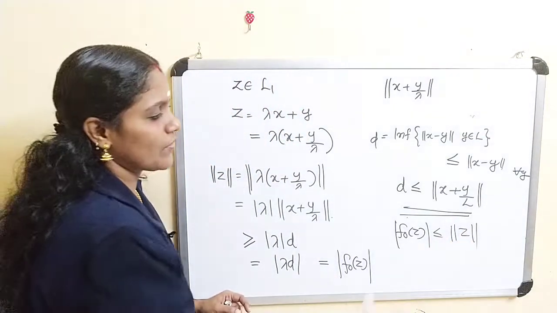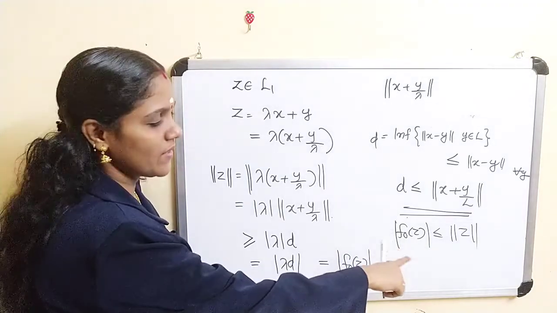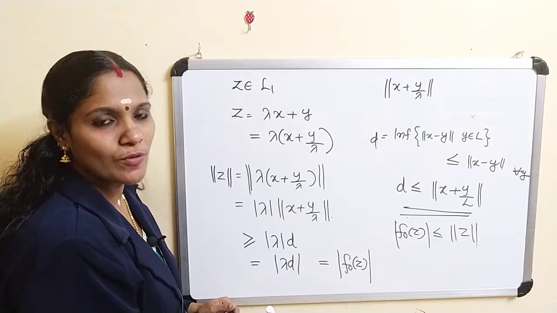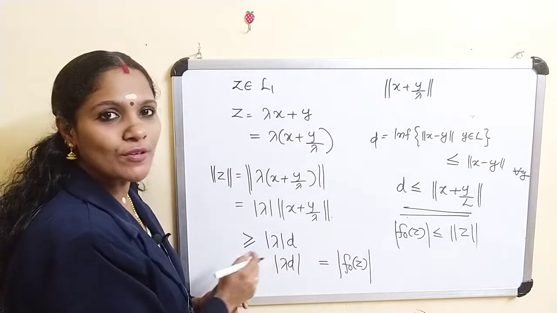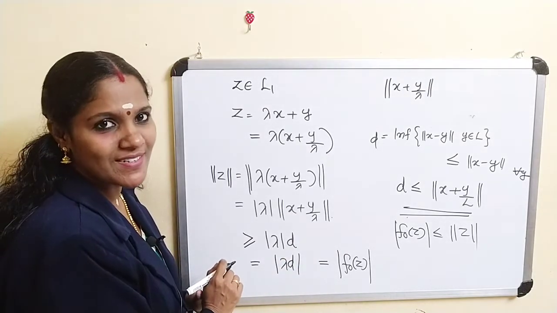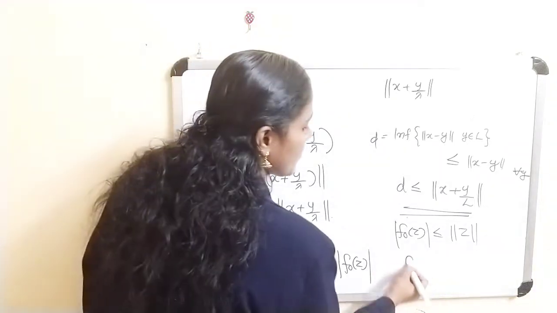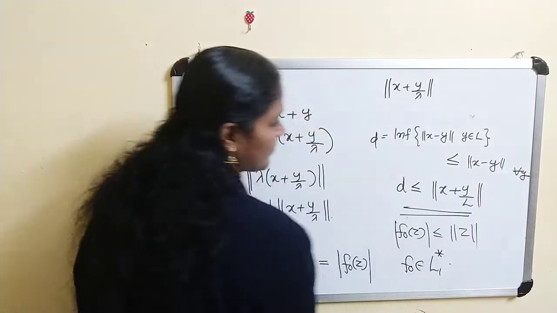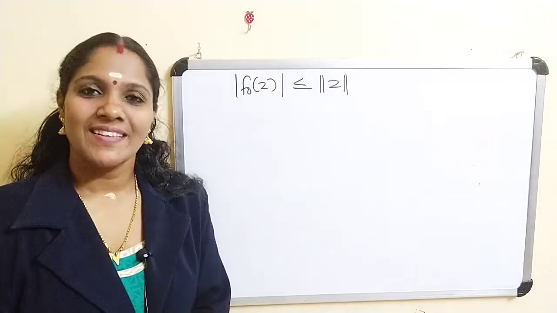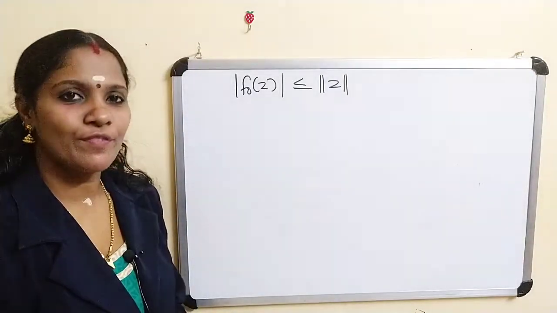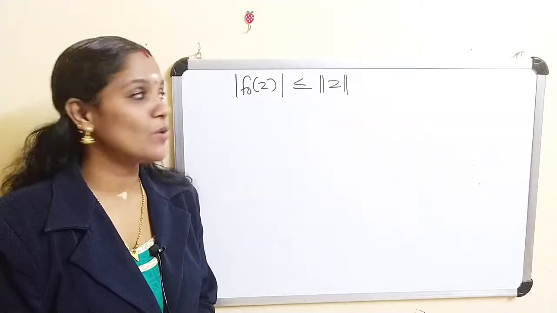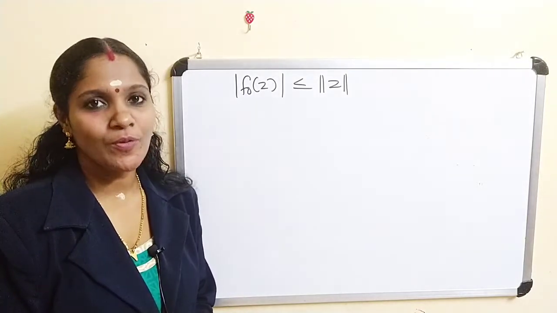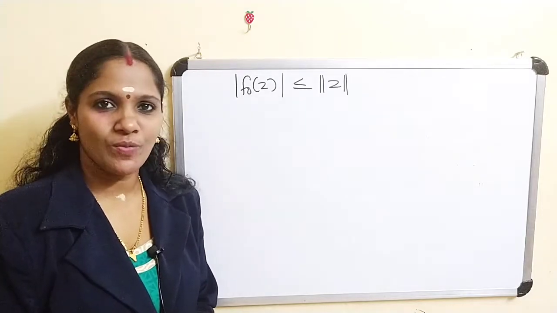If you consider norm of z equal to 1, we get modulus of f naught of z less than or equal to c into norm of z. This implies f naught is a bounded linear functional. This implies f naught belongs to L1 star. Thus we get modulus of f naught of z less than or equal to norm of z. Now we are going to prove norm of f naught is equal to 1.